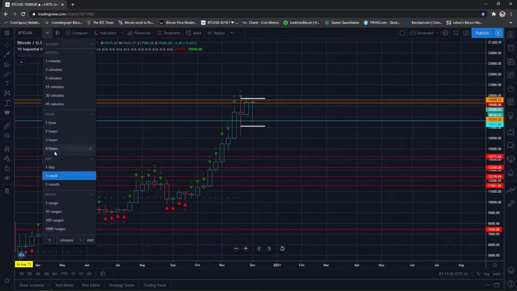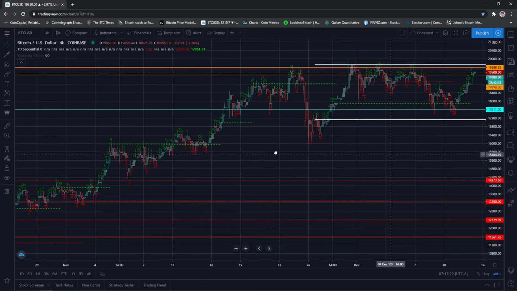But let's look at our indicators real quick. 4 hours, nice, so let's look at the 4 hour.